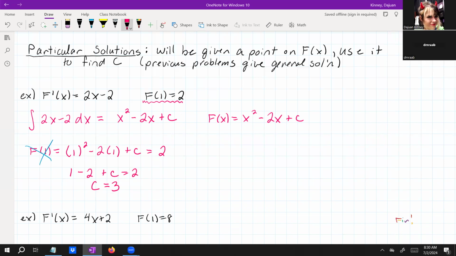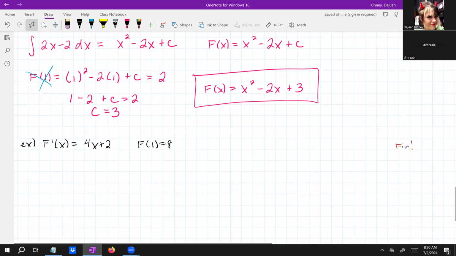Then I rewrite my function. So now we can graph our original function. We know exactly what it is since we were given a starting value. Initial conditions is actually what it's often called. So we're done. We know what that is.